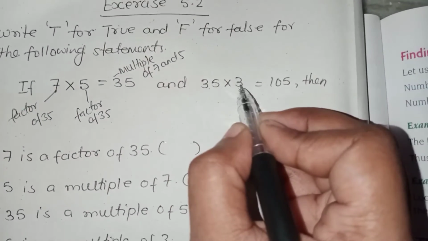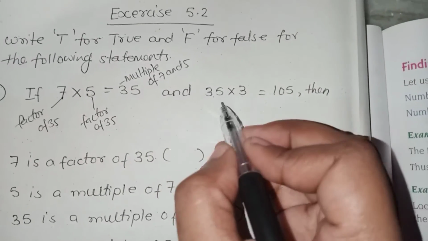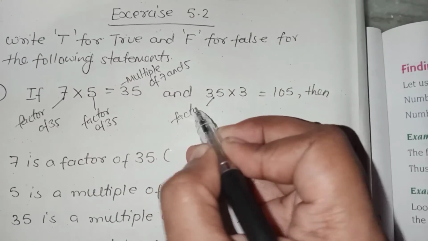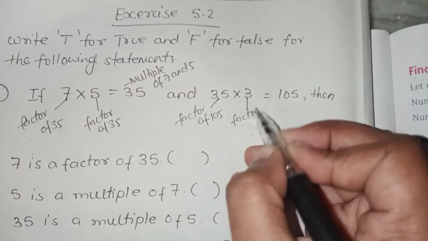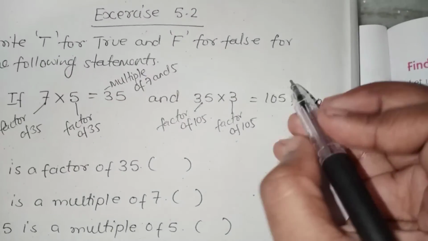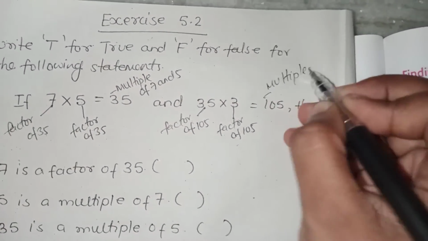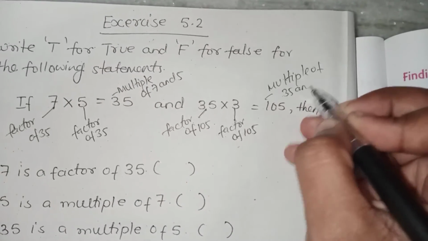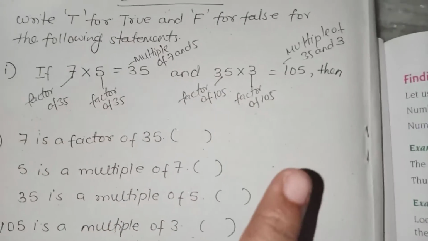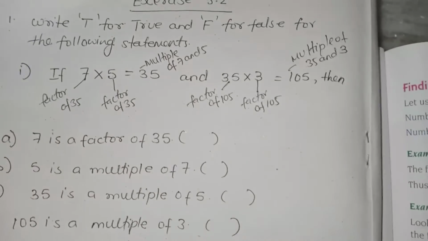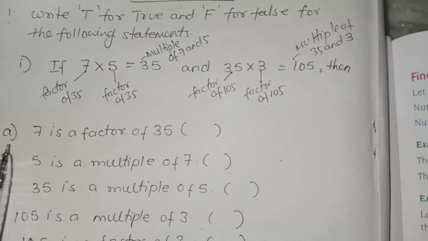Same we will write this. Here 35 and 3 are multiplied to get 105. So these two numbers are what? Factors of 105. So this is a factor of 105. 3 is also a factor of 105. And 105 is what? It is a multiple of 35 and 3. Okay. Now see, after writing this, if you have understood this, it is easy for you to fill these boxes. Okay. Now let us see with A.